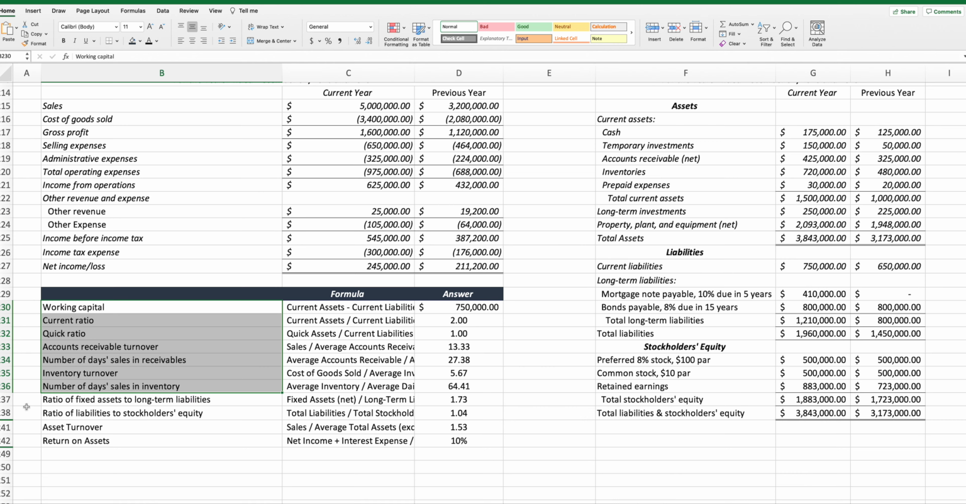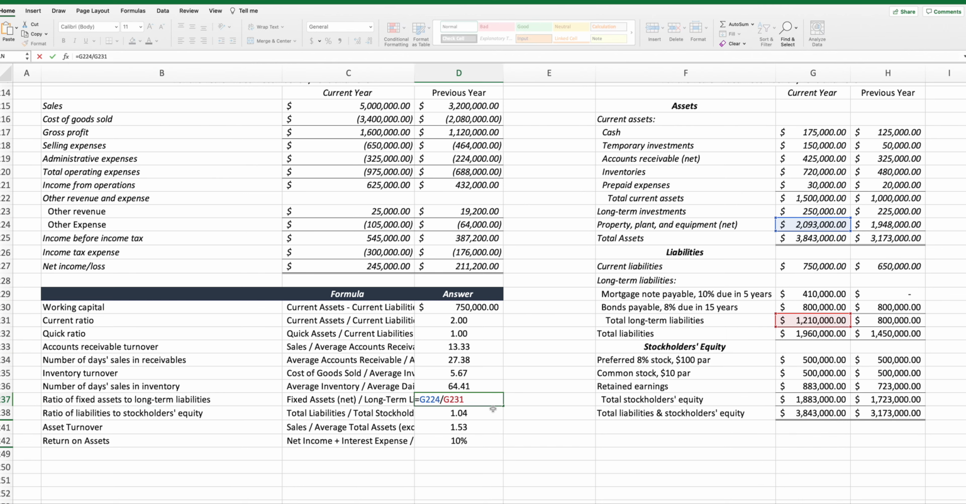Okay, so let's go on to our ratio of fixed assets to long-term liabilities. So that formula, let me open this up. That formula is our fixed assets net divided by our long-term liabilities. And so our fixed assets are our property, plant, and equipment at net. So all I've done is taken our property, plant, and equipment, and I've divided it by our long-term liabilities. That is my ratio, 1.73.